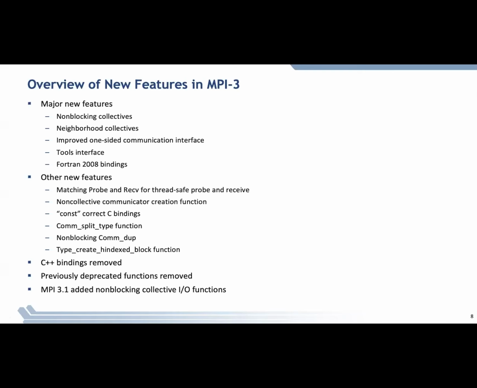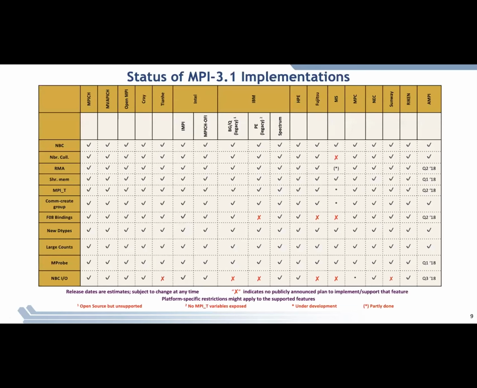And 3.1 added non-blocking collective IO functions. And this table just shows that MPI 3 is quite well implemented in the sense that wherever you're running, either on your laptop or on a cluster somewhere or any of the big systems, the MPI implementation there supports most of these features, if not all of them. So you can apply what you're going to learn today wherever you run. And if you go back to your own application, you should be able to use what you learned today.